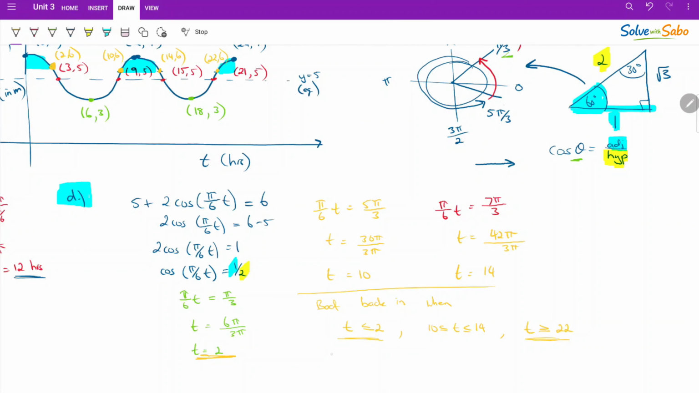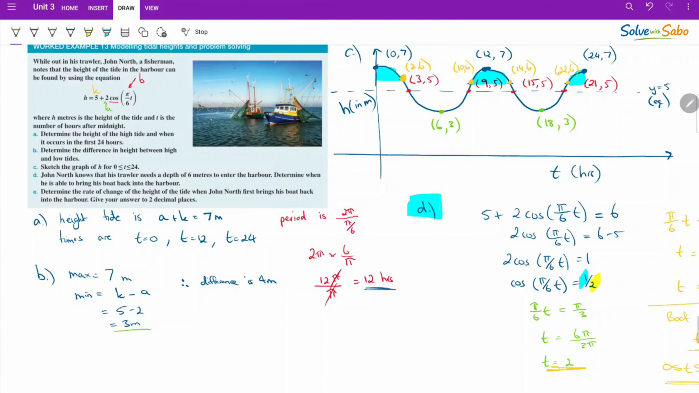So maybe they're also looking for t is between 0 and 2, t is between 10 and 14, and t is between 22 and 24. So maybe they would prefer that. I think the last option is probably the safe one, but using our common sense, obviously, this is usually much quicker to write. But of course, we never know how picky someone at QCAA is going to be.